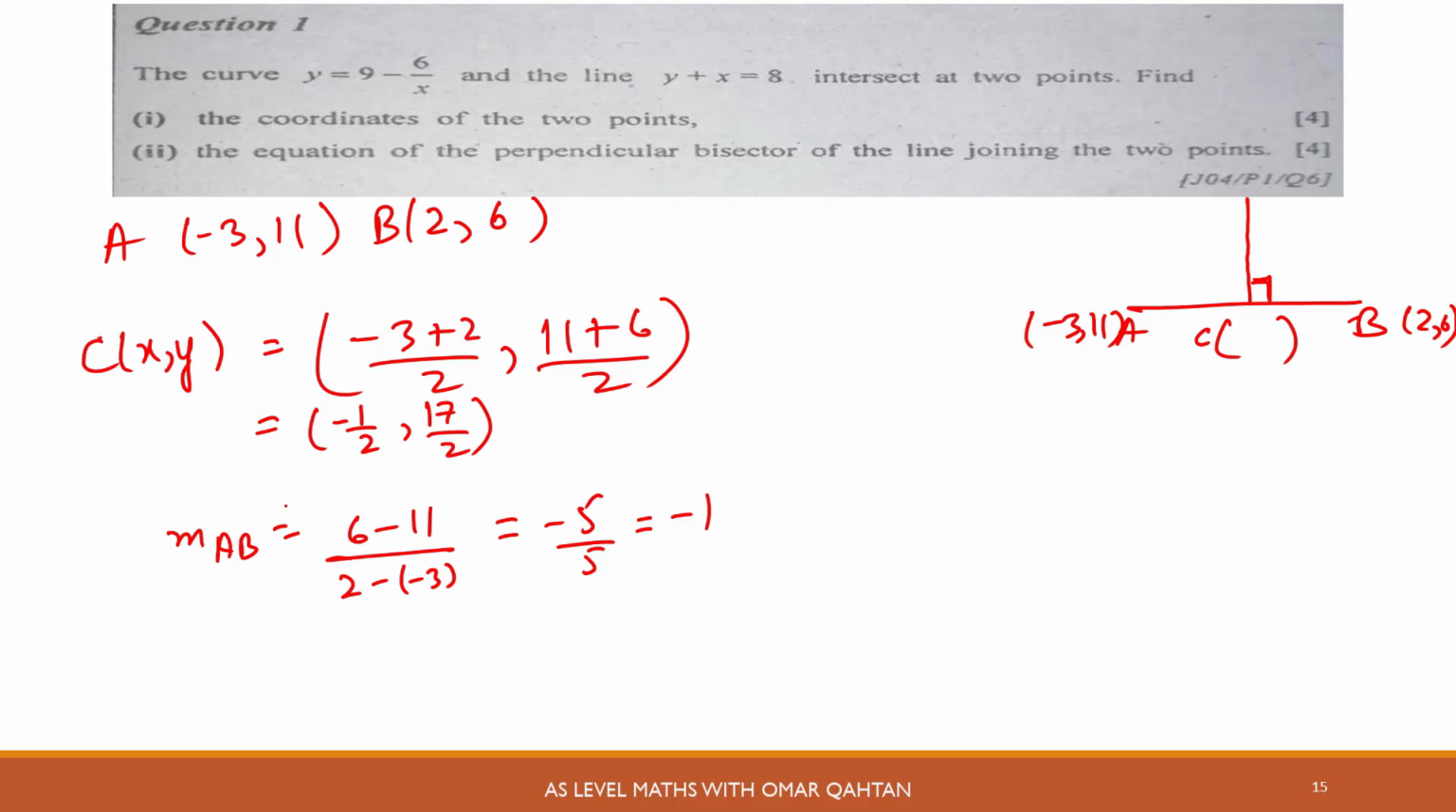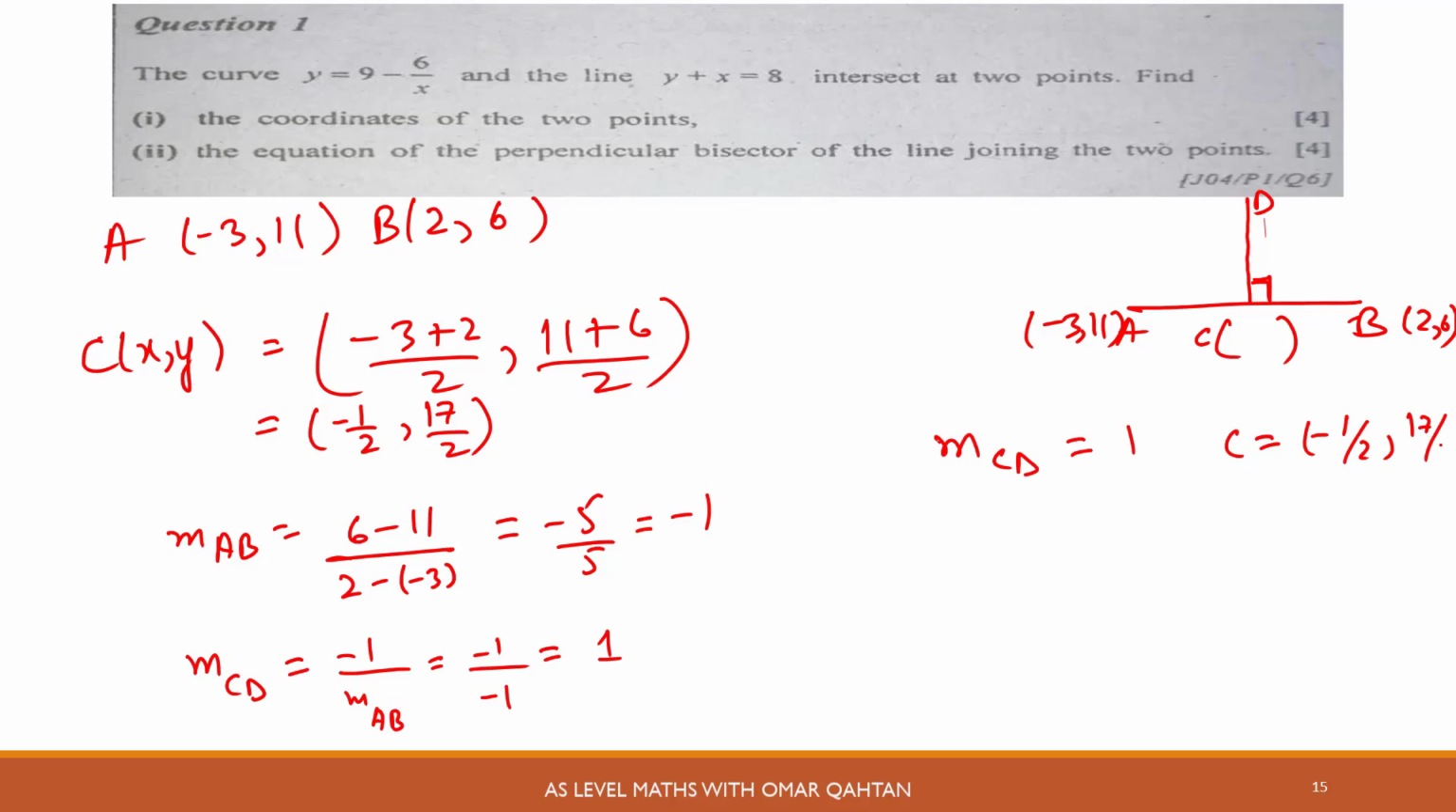So if the gradient of line AB is minus 1, then the gradient of this line, let's say this is line CD, will be minus 1 upon m of AB, which is minus 1 upon minus 1, and it will be 1 only, plus 1. Now we have found the gradient of line CD, that is 1, and the coordinate of C is minus 1 upon 2 and 17 upon 2.